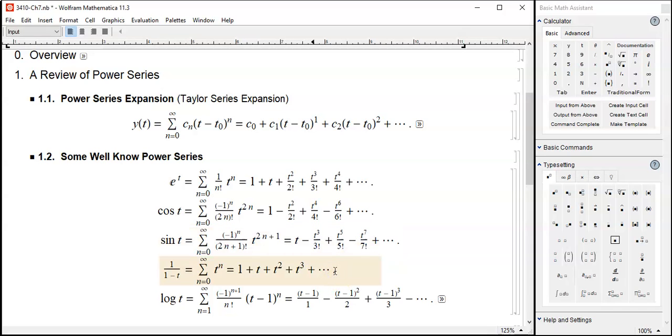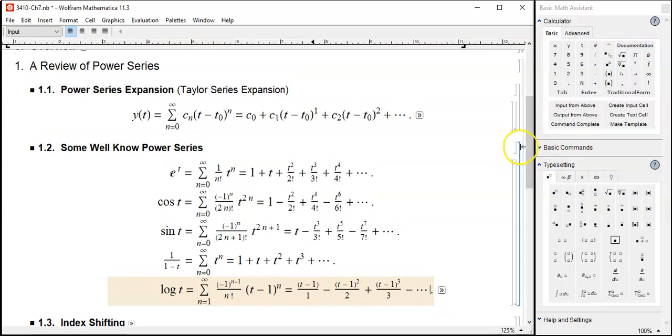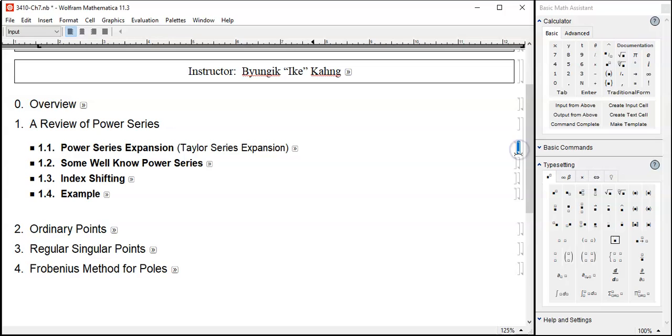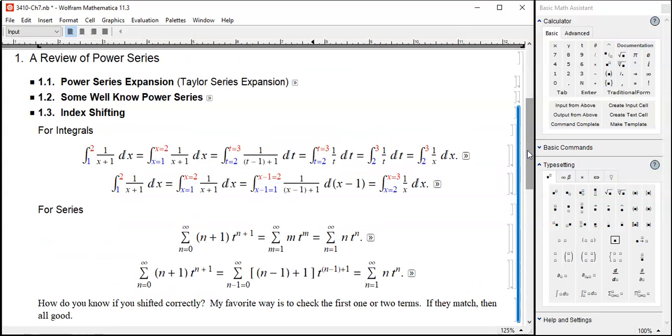This is just a geometric series formula, and upon taking the antiderivative with some sign change and so on, we can find out the Taylor series expansion for log functions. These are some well-known examples of power series. There are more, but I think these are sufficient for our class. Next topic, index shifting. Let's discuss it in the next video.